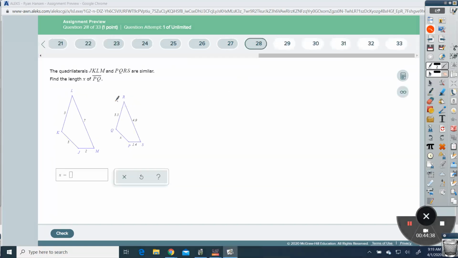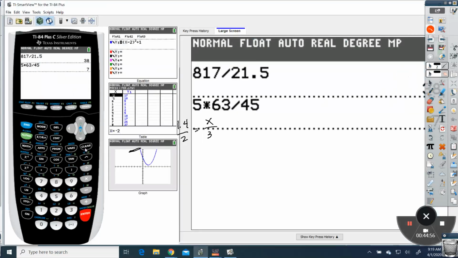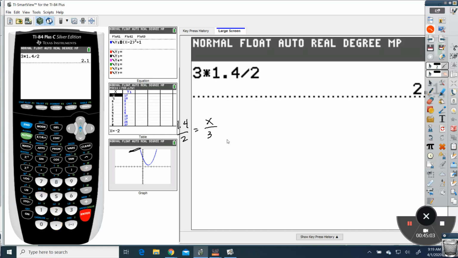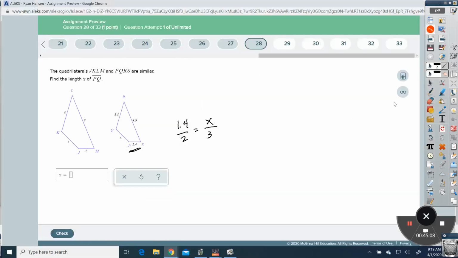So it says these quadrilaterals are similar. So I'm going to take this piece right here, which is 1.4 over 2 equals x over 3. So I can just go 3 times 1.4 divided by 2. So 3 times 1.4 divided by 2 is 2.1. So the answer is 2.1.